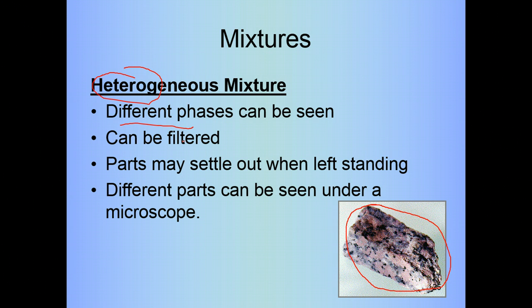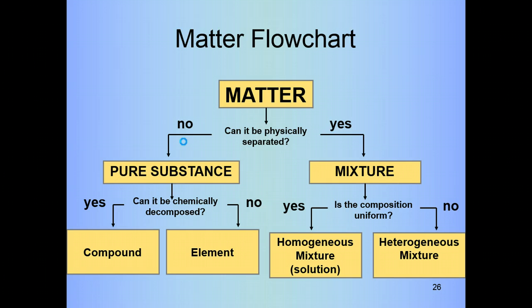There are different phases. Okay, so here's a little flow chart to help us to classify matter a little bit more easily, and we're going to do some practice with this on the next slide. So if we have matter, well, first of all, we classify it. Is it matter in the first place? Does it take up space? Does it have a mass? If the answer is yes, then it's matter.